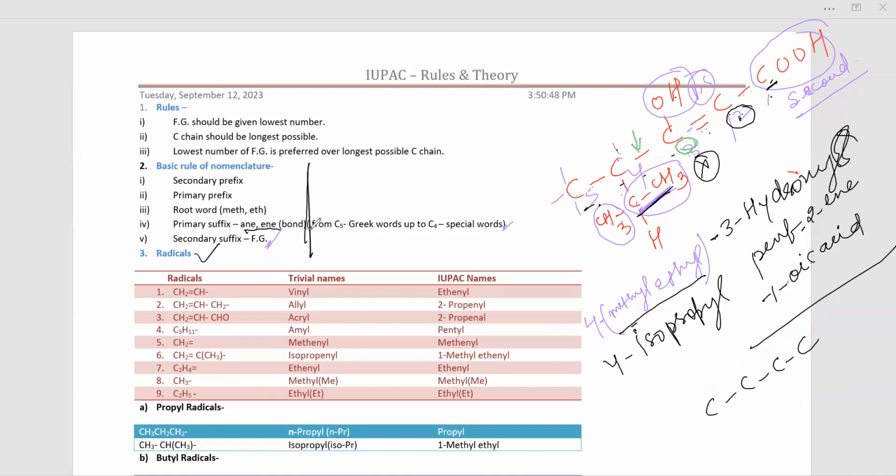Yes, please. This one. The fourth carbon has a double bond. So that has to be specified, right? Now, 1, 2, 3, 4, where is the double bond? The fourth carbon, this fourth carbon. Oh, five. Here I added a double bond. Then you will be writing pent 2,4-diene, 1 oic acid.